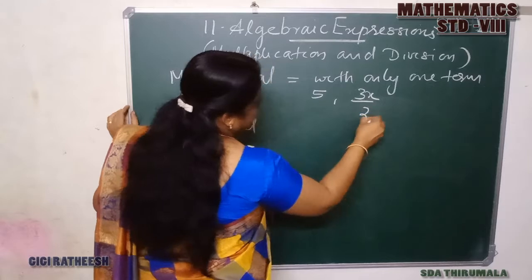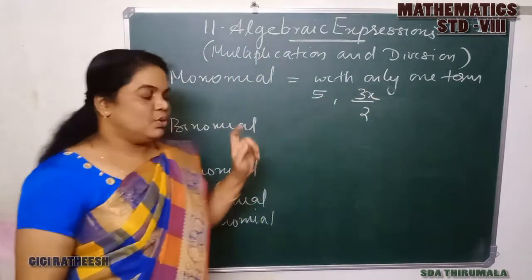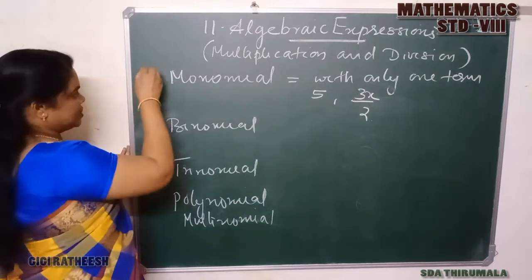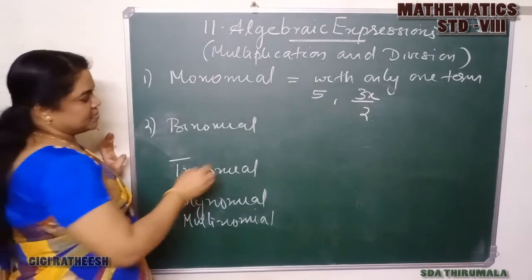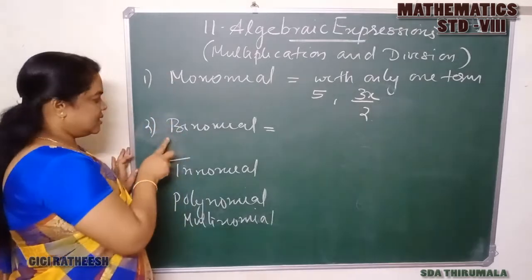3x by 2 is also a monomial. These are called this, but only one term is called a monomial. And then next is a binomial. What is a binomial? Bi means 2, here mono means 1 and here bi means 2.